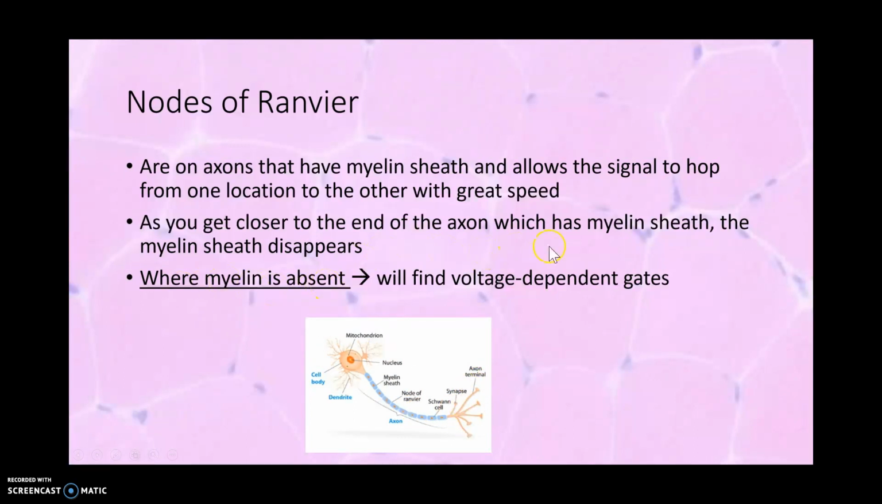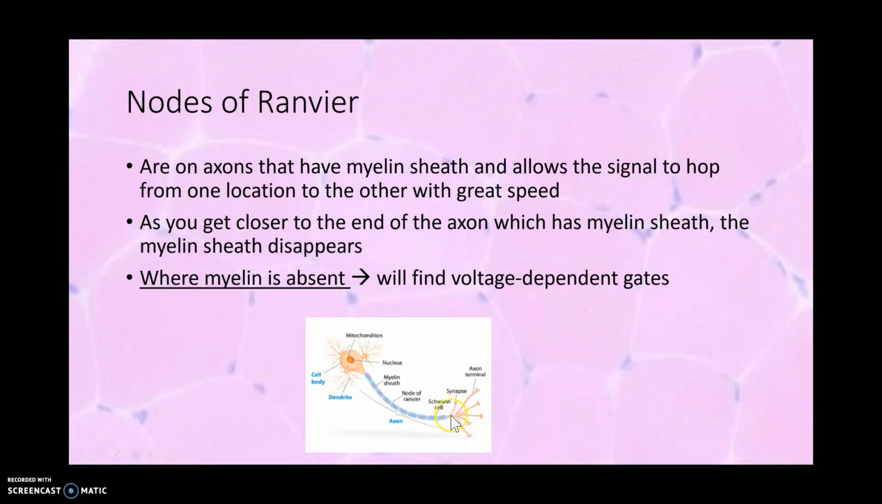As you get closer to the end of the axon, the myelin sheath disappears. So you can see right here, myelin sheath eventually stops, and that's going to be a big component to this neuromuscular junction with regards to the steps we'll be talking about. Where the myelin sheath is absent, you will find voltage-dependent gates. These voltage-dependent gates are critical to synaptic transmission at the neuromuscular junction.